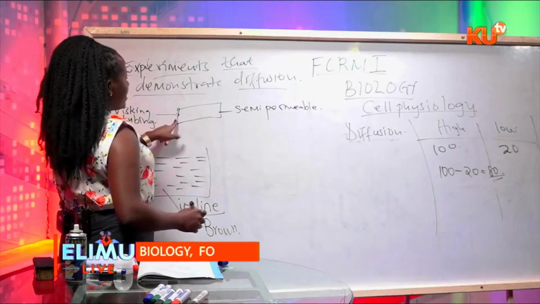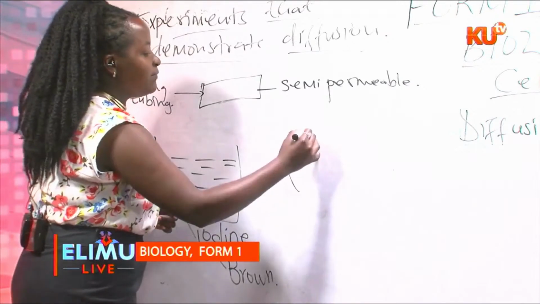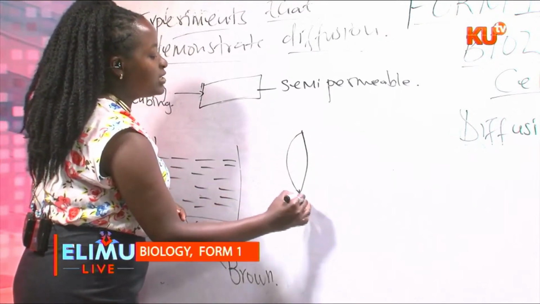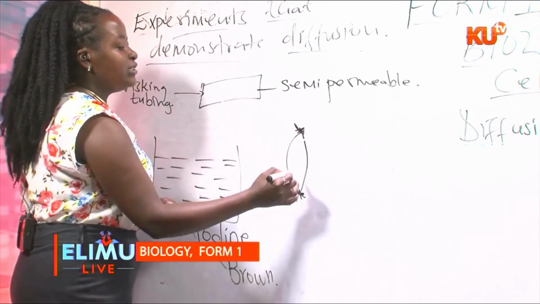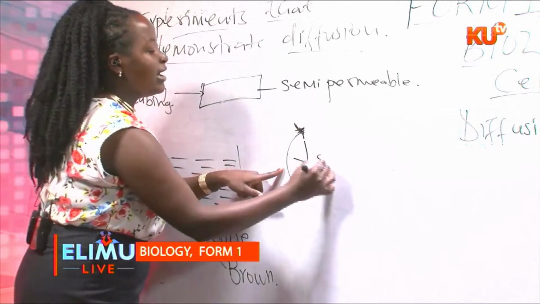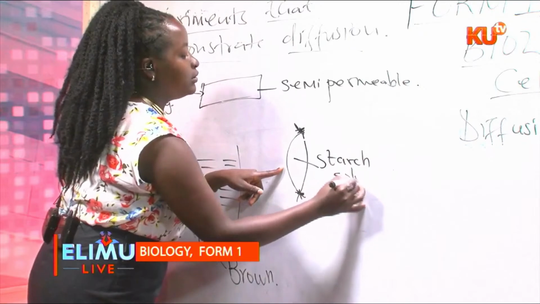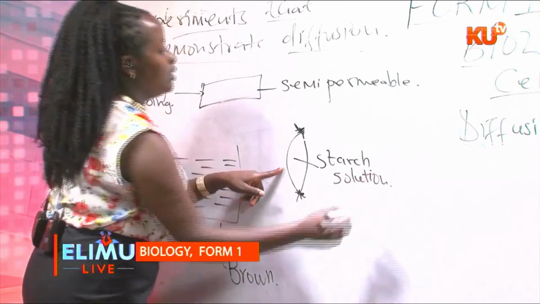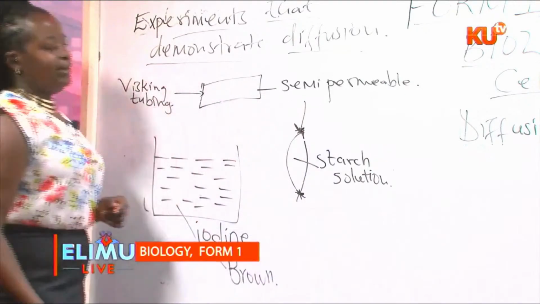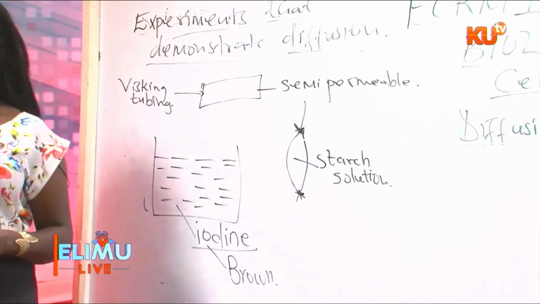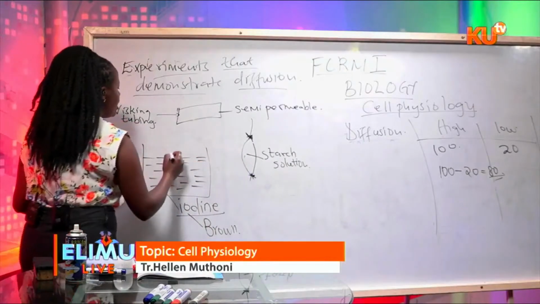This starch will be kept in the Viskin tubing, and the Viskin tubing will be closed at both ends to ensure there is no leakage. So what is inside here is the starch solution. A string will be tied on one side, and this starch solution will be lowered into the iodine.